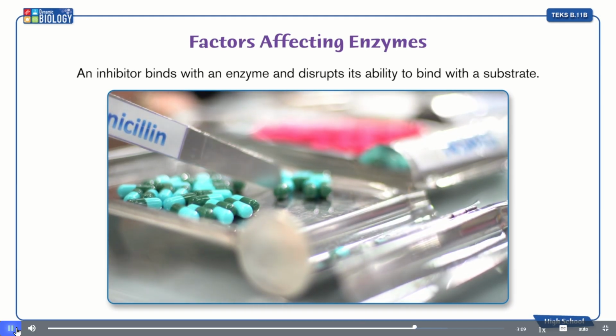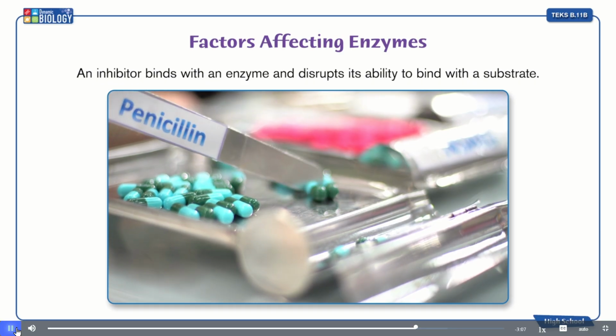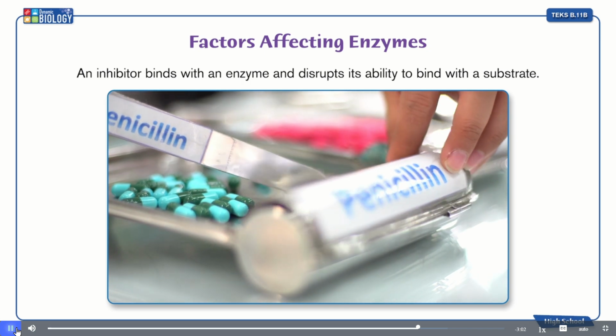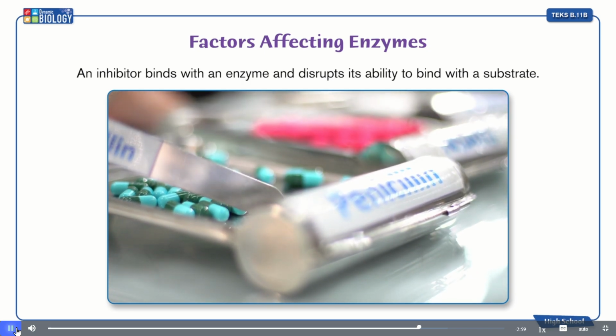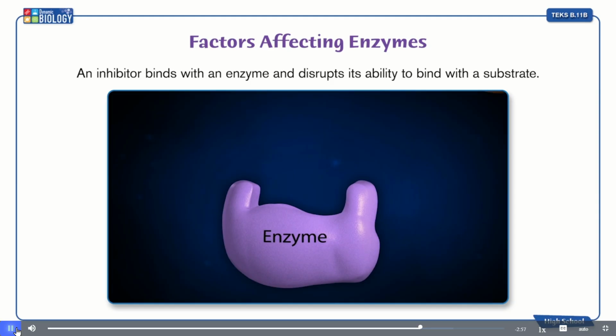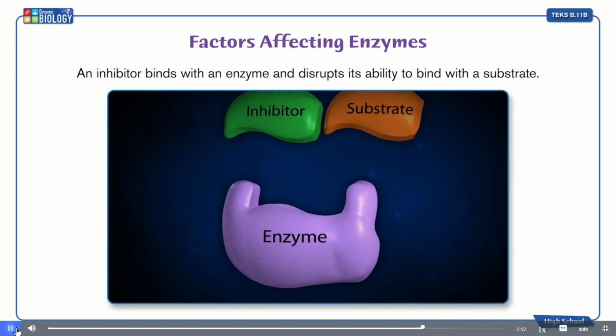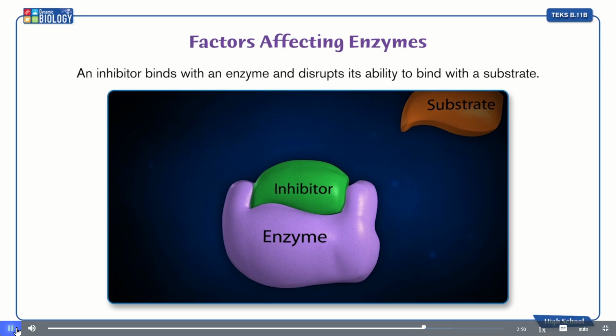Did you know that the antibiotic drug penicillin is an inhibitor? It inhibits an enzyme that bacteria use to build and maintain their cell walls. Penicillin is a different kind of inhibitor than the one we just saw. It's an inhibitor that binds directly with the enzyme's active site. When this happens, the enzyme can't bind with its usual substrate. In other words, the enzyme can't do its job. In this way, penicillin breaks down the cell walls of bacteria.